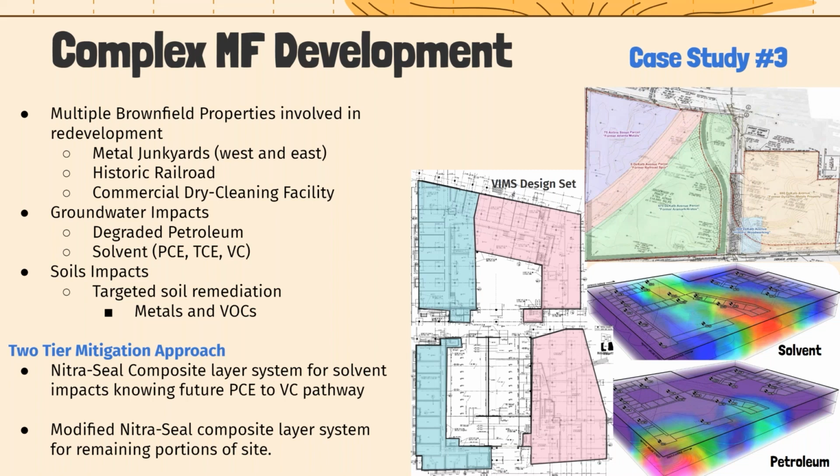NitroSeal composite layer system was implemented for the solvent impacts, knowing the future PCE to VC, that tetra to vinyl chloride pathway. For the underlying petroleum area and areas outside of the plume, a modified composite layer system was installed.